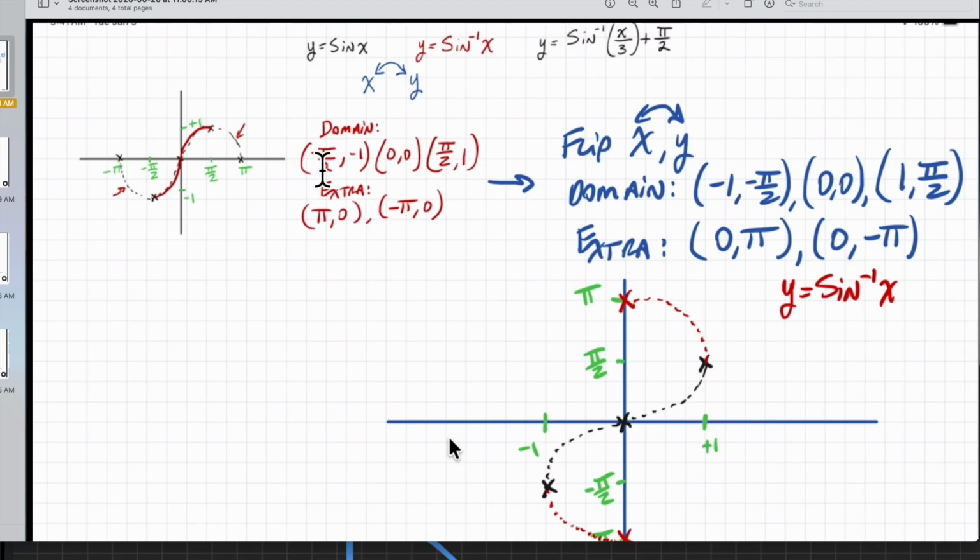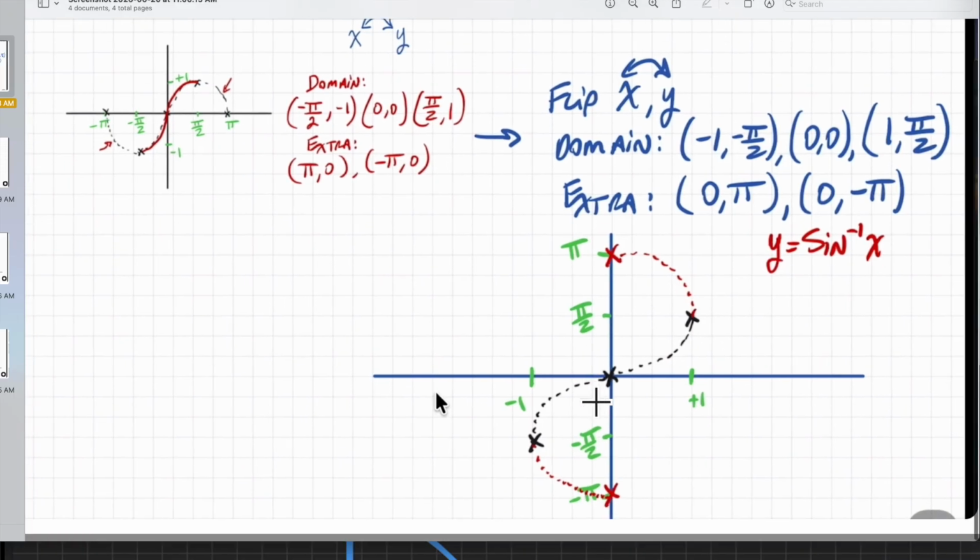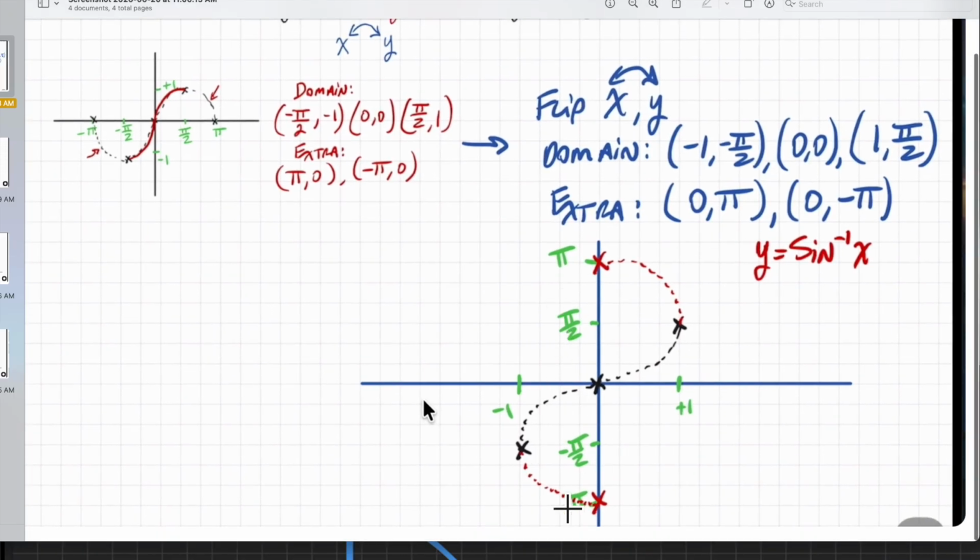Okay, so here's our original points that are going to be part of our final answer, and these are the ghost points. Again, part 1 is to flip these x and y, and we also flip the axes. When we do that, we could see that negative pi over 2 comma negative 1 becomes negative 1 comma negative pi over 2. The point at the origin doesn't change, and this point that was pi over 2 comma 1 flips to 1 comma pi over 2. So we've switched the axes.